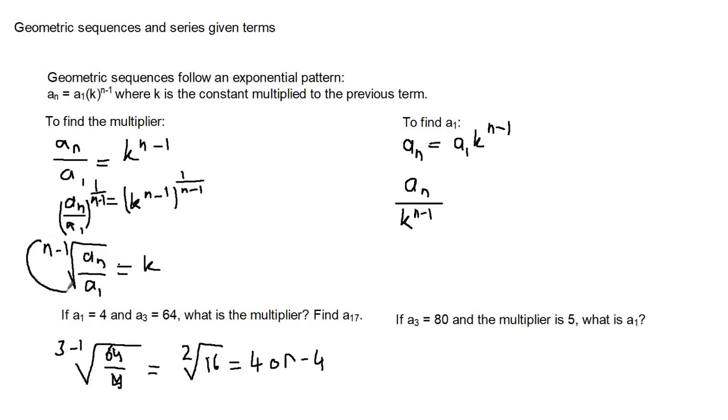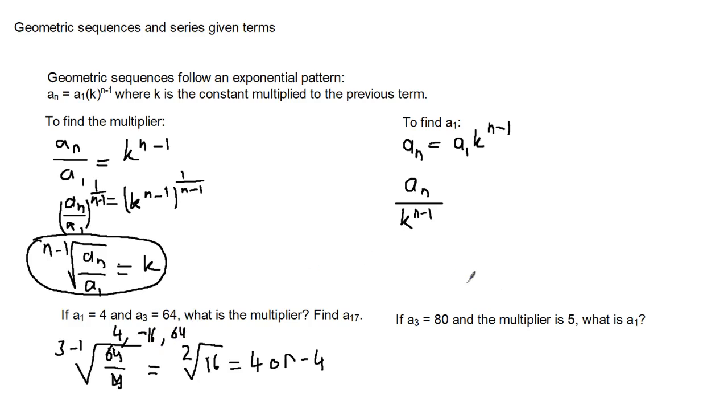So this is how you find a multiplier. It looks pretty confusing, but it works, right? So the n minus 1 root of a sub n over a sub 1 is equal to k. I worked out an example right here already for you. A sub 3 is 64, so 64 over 4 is 16. And then we have 3 minus 1 is 2. So the second root, or the square root of 16, is 4 or negative 4. Negative 4 in fact works, because we can do 4, negative 16, and 64, and it's still a multiplier of negative 4. See, so it's pretty cool.